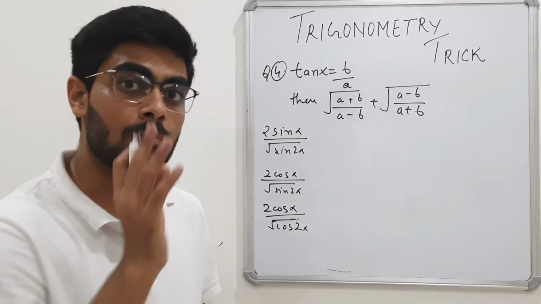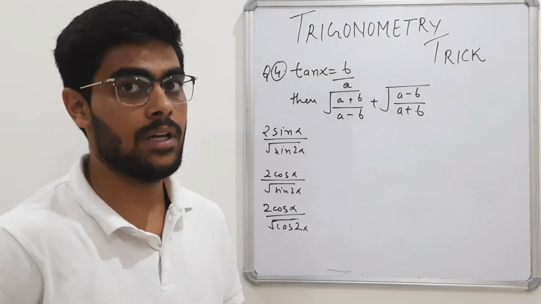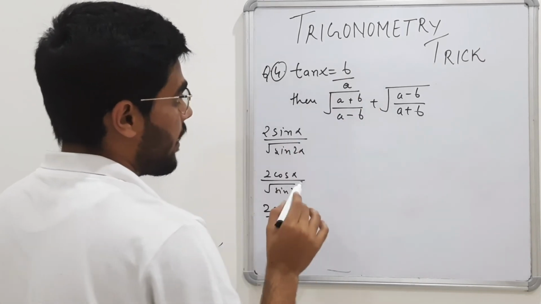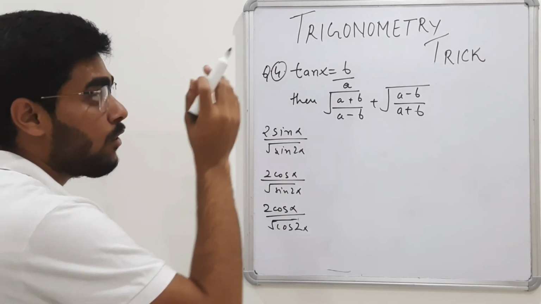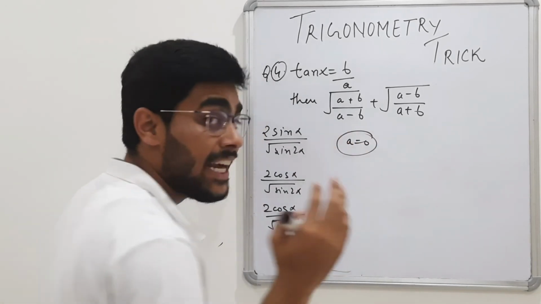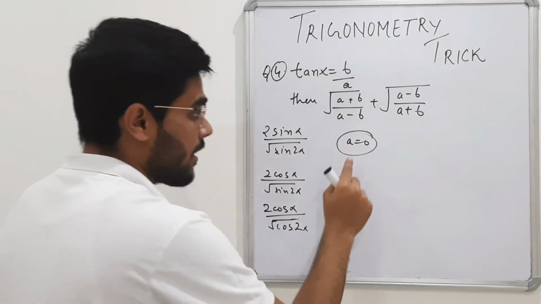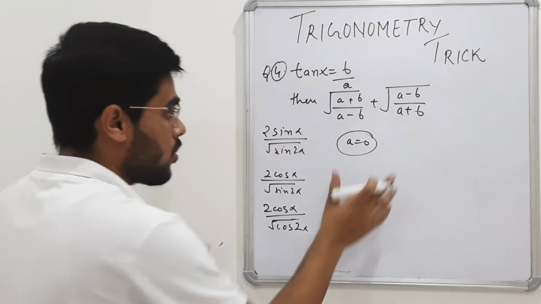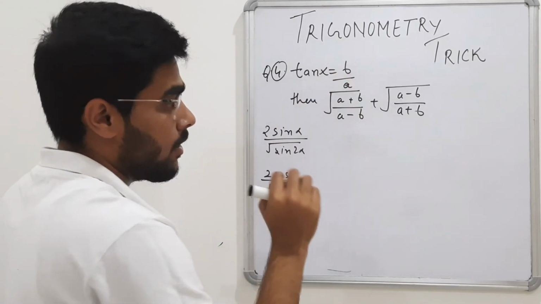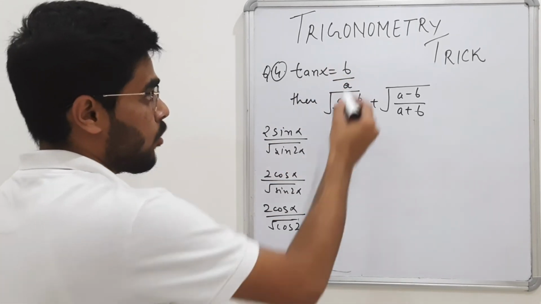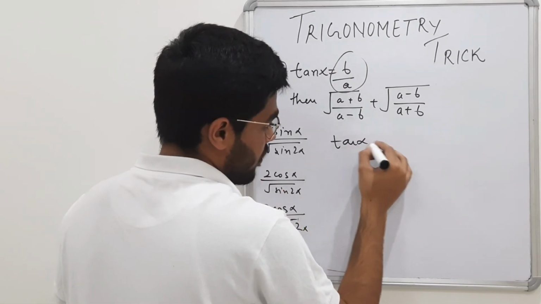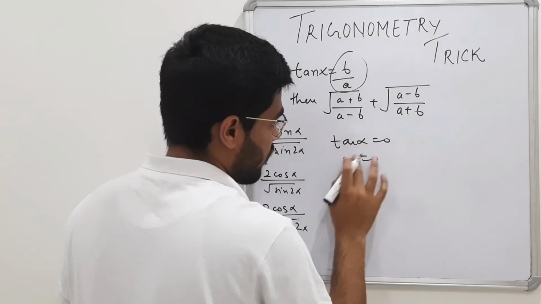This is the most advanced level of the substitution method. In this, all your concepts will be clear. If tan x equals b by a, you have to think about the value of a or b. If you put a equals 0, then it will become an indeterminate form, so you cannot apply a equals 0. To simplify tan x equals b by a, you can put b equals 0, because of which the whole expression will become 0. So tan x will be 0 and x will be 0.